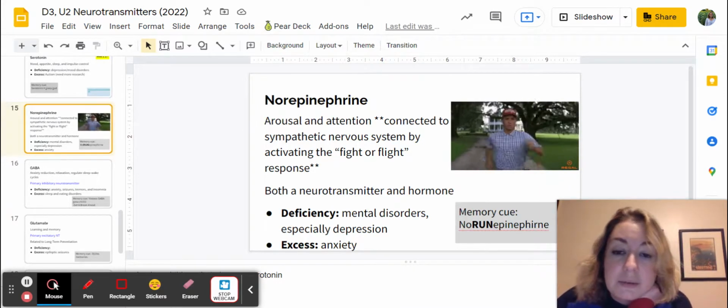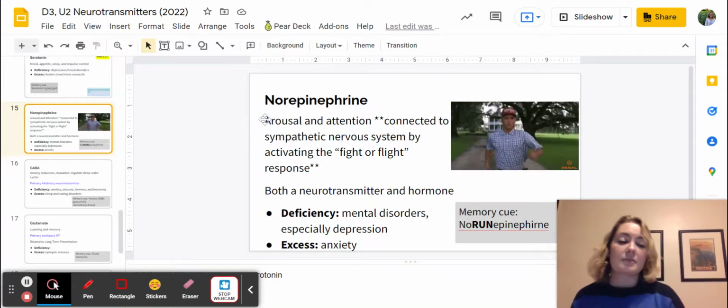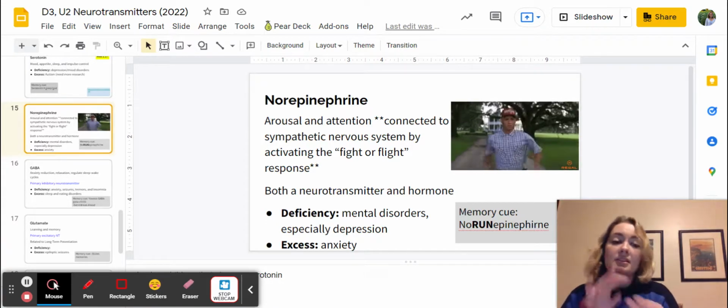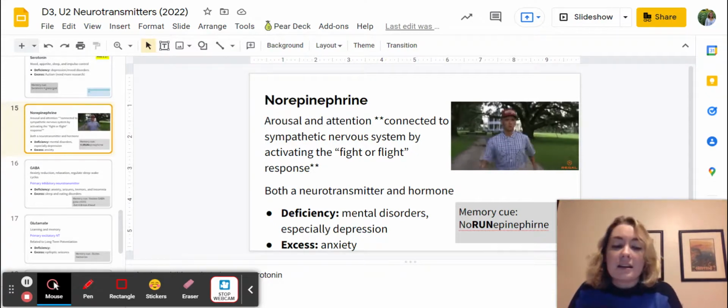So norepinephrine is connected to arousal and attention. Arousal meaning that physiological arousal of, hey, I'm going to start running, so I'm going to increase my heart rate, increase my breathing, yada, yada. Attention: if you think of pupils dilating, this is evolutionary. We've got to pay attention and fixate now in that fight or flight mode.